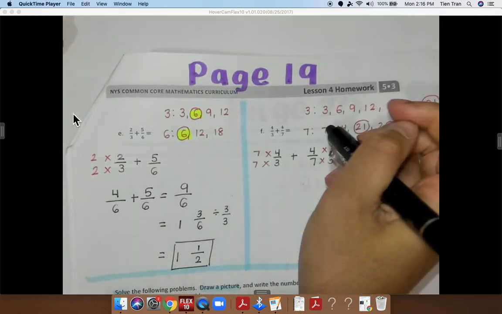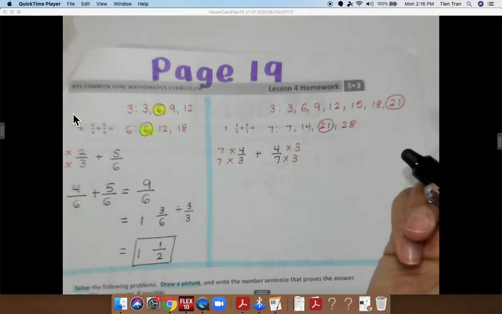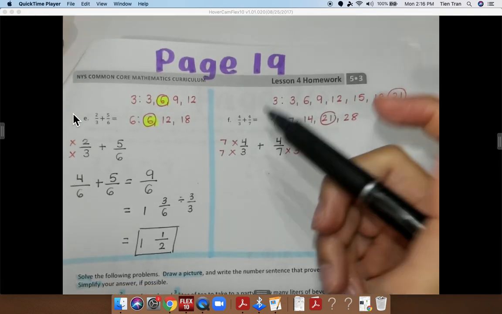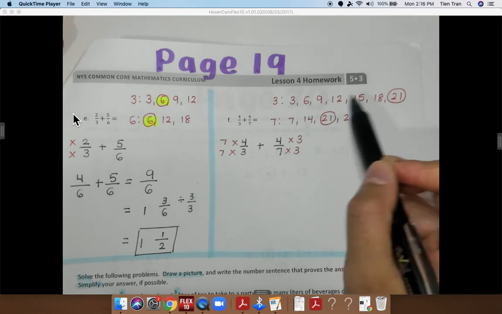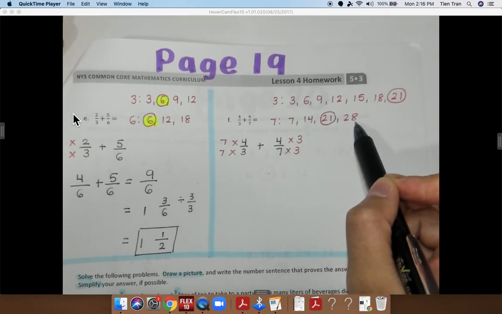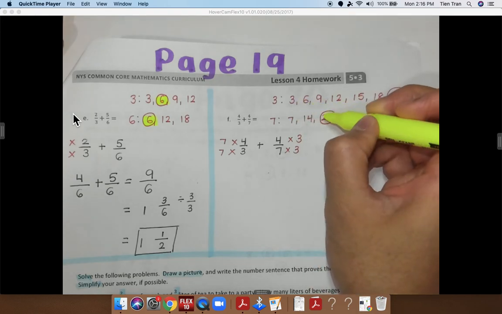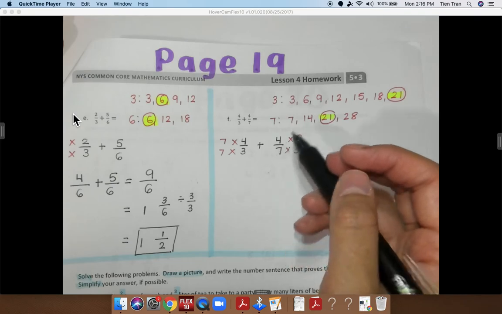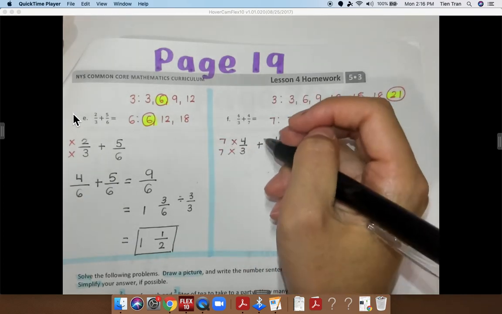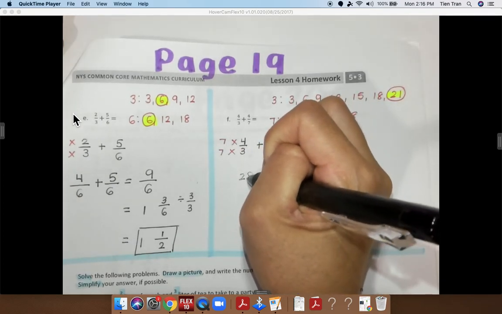Now I'm going to work on problem F. We have 4/3 plus 4/7. I'm skip counting for 3. 3, 6, 9, 12, 15, 18, 21. For 7, 7, 14, 21, 28. Notice that 21 is the least common multiple. So I'm going to be multiplying the bottom number times 7 and times 3. 7 times 4 is equal to 28.